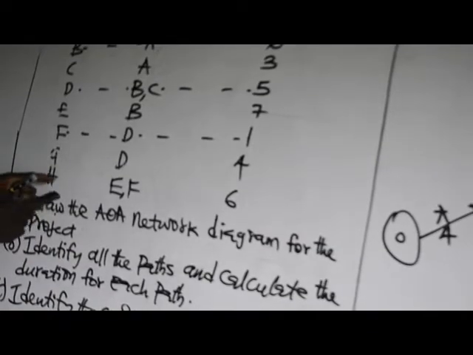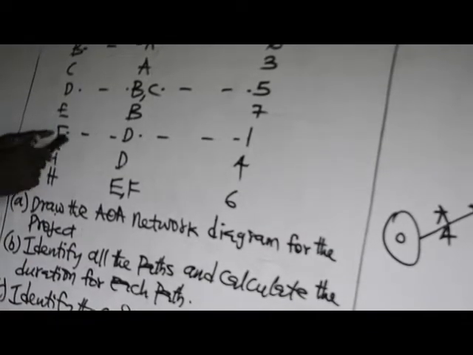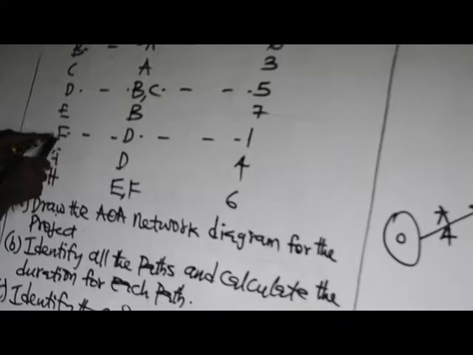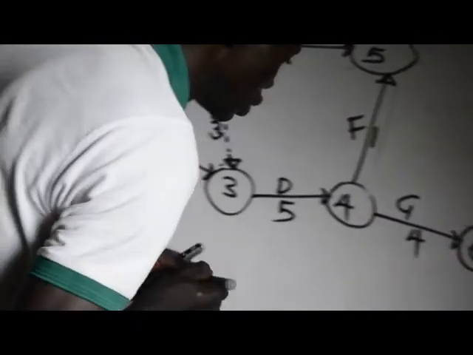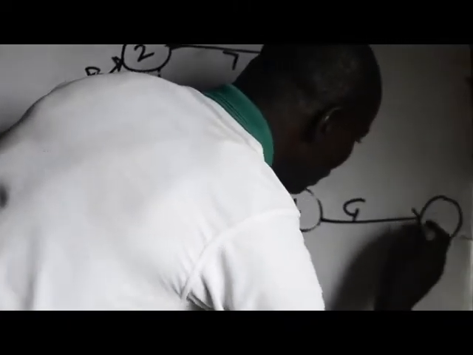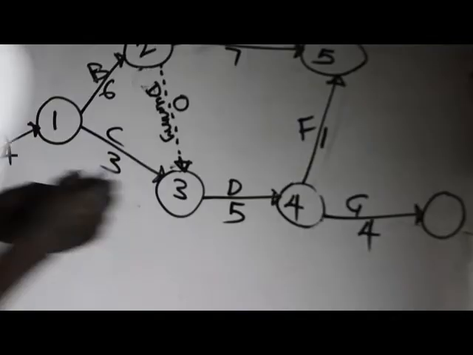Now, we have drawn F. We have equally drawn activity G. Let me redraw it properly. This is activity G, and the duration of activity G is going to be 4 weeks.